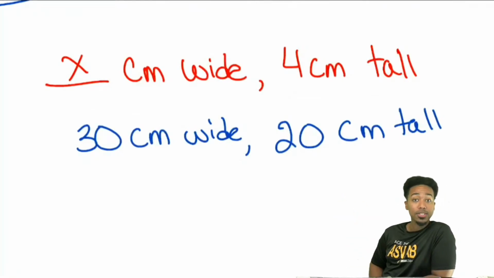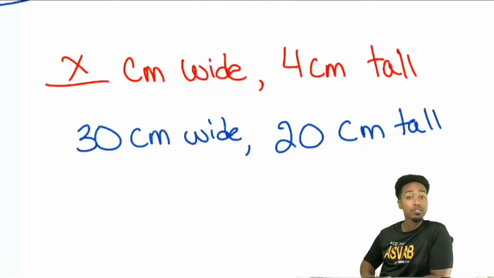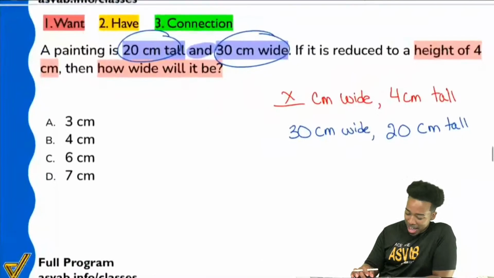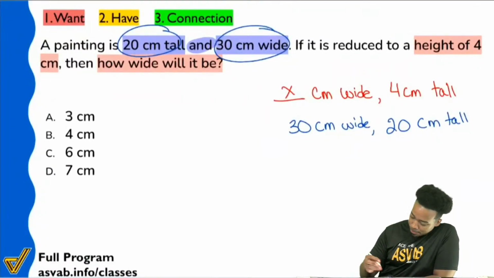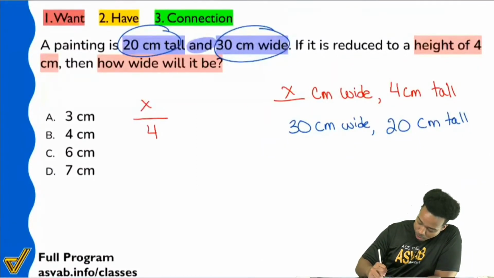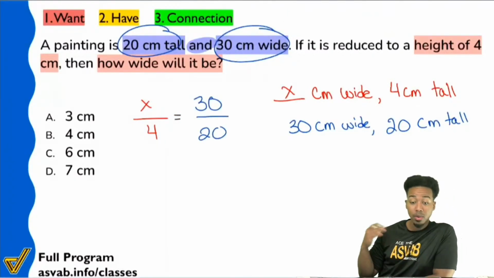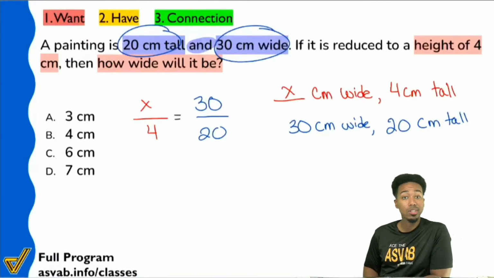So there we are. Now this is compared the same way. Cool. Same comparisons in the same way. I'm good. So now I can happily go and say we have x over 4 equals 30 over 20. Once I have that there, I'm good.